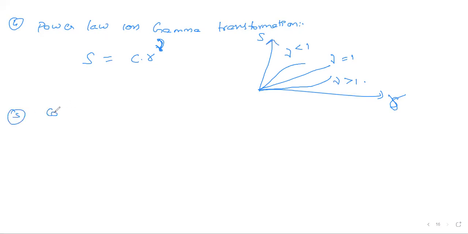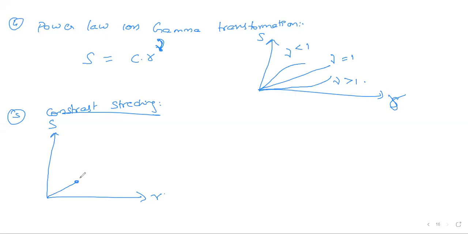Next, contrast stretching. Contrast stretching is defined with this function. For the transform function, we have this graph, with points r2, s2 and r1, s1. We have 2 points, and by varying these 2 points, we perform contrast stretching.